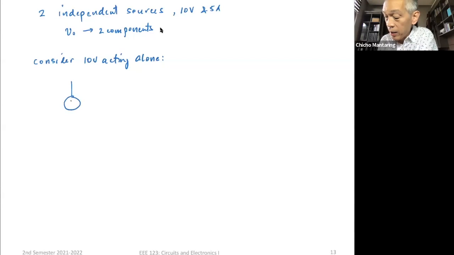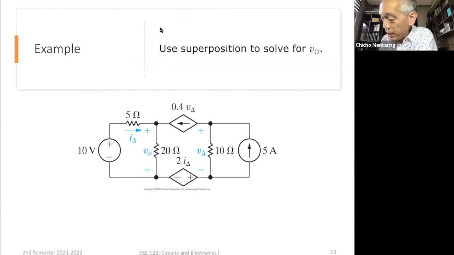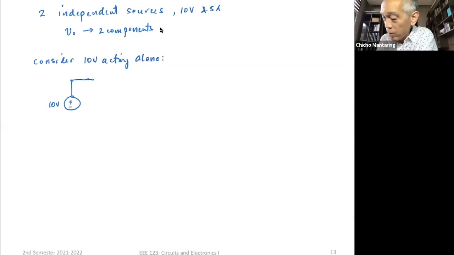Okay. So this is going to be a 10 volt. I will have my, let's see, 5 ohms and then 20 ohms. I have a 5 ohm here. I have a 20 ohm here. Okay, this is I delta, and this is V of O. Let me call this V of OA. V of OA is due to the 10 volt source acting alone.